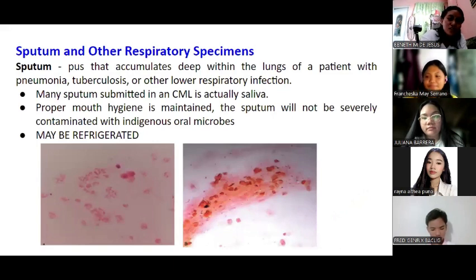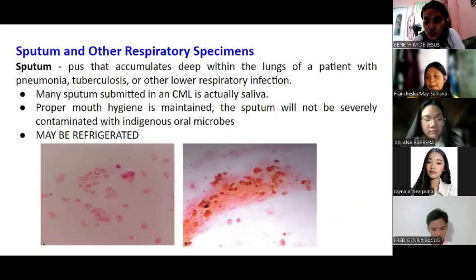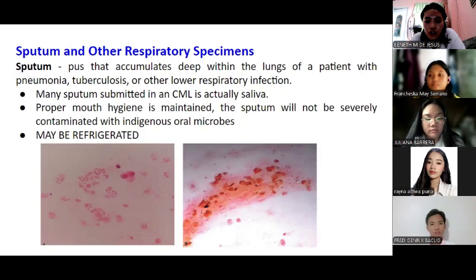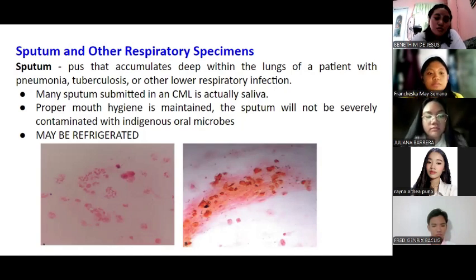So, for the sputum and other respiratory specimens, pus that accumulates deep within the lungs of a patient with pneumonia, tuberculosis, or other lower respiratory infection. So, ginagawa to determine whether abnormal cells are present in sputum samples. Then, para makapag-diagnose din kung ano ba yung nagkakos ng infection dito sa lungs or sa airways. So, diagnosing and following up with people who have serious respiratory illnesses, katulad ng sabi ko kanina, baka kasi may infection na siya.